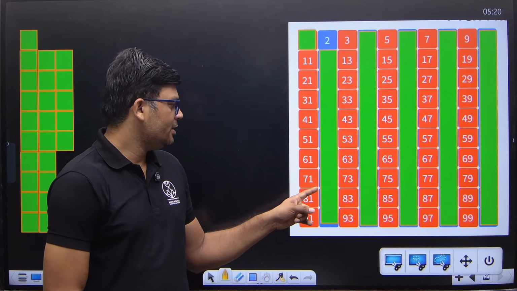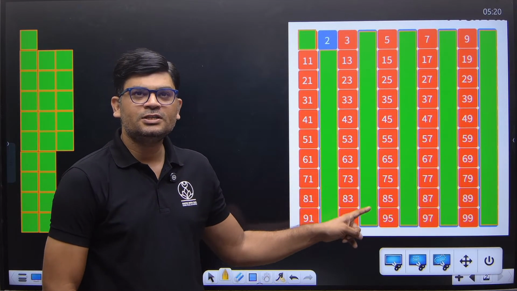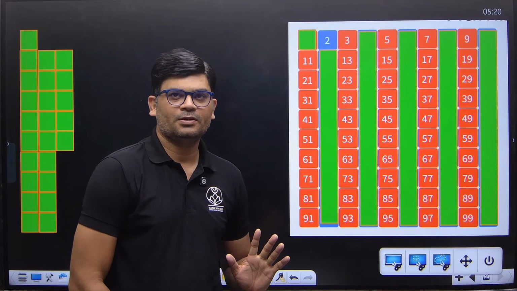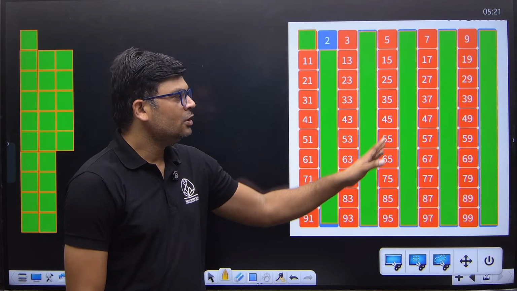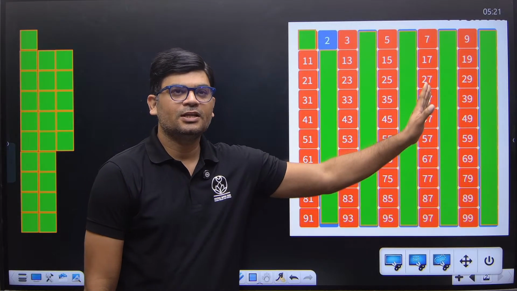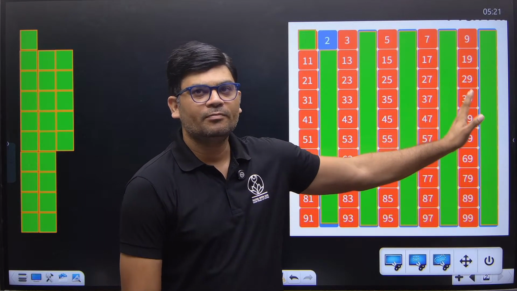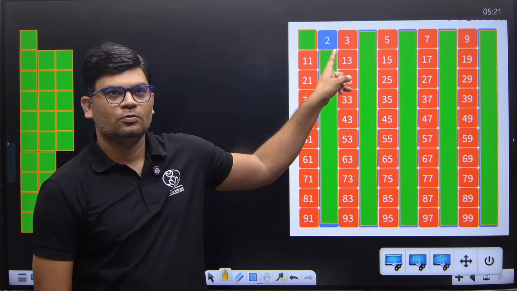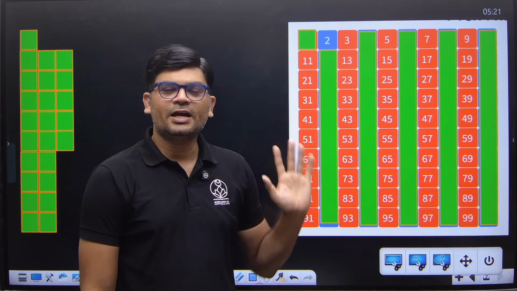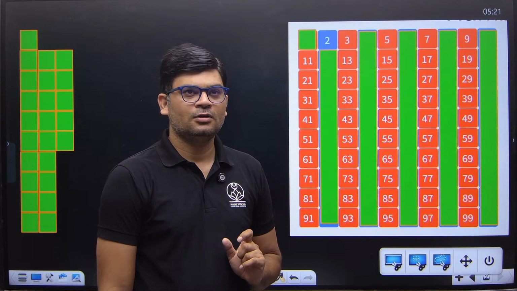So I am crossing them out. These numbers can never be prime numbers: the numbers ending with 2, 4, 6, 8 and 0. They are never prime numbers except 2. So even numbers are divisible by 2, alright.